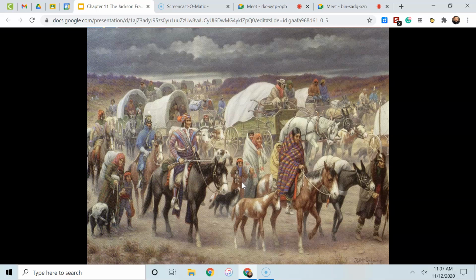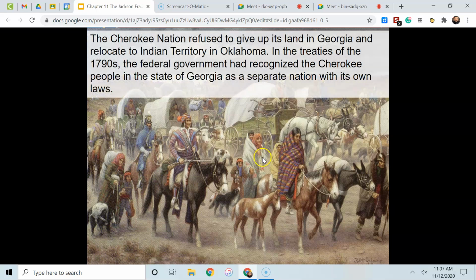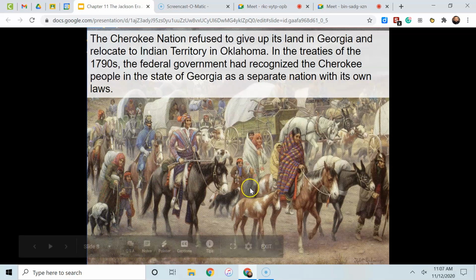So we do come back to this image for the Trail of Tears, and unfortunately, this image and this painting in particular captures a lot of the hardship of this. So let's get a little bit of background. So the Cherokee Nation, like we mentioned, they're going to refuse to give up their land in Georgia, and they don't want to go and relocate. This is their ancestral home, been their home for generations. They don't want to leave. So they are going to again refuse to make their way to the set-aside territory of reservations in Oklahoma.